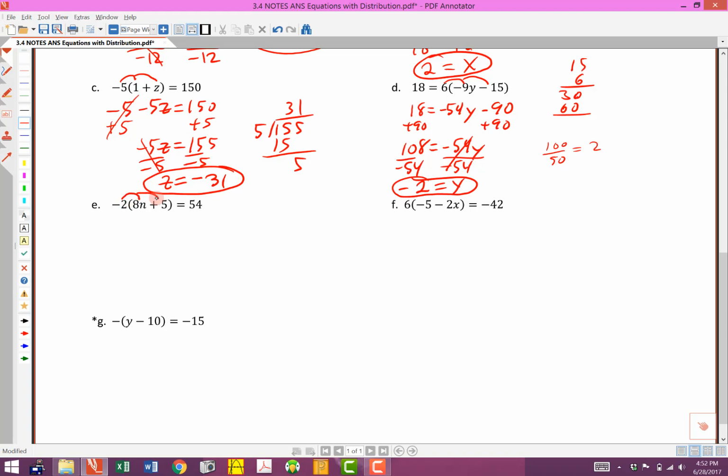All right, use the distributive property. Negative 16n minus 10 equals 54. Again, really the only work that we do on that first step is just getting rid of the set of parentheses, just using that distributive property to kind of simplify. Let's see, I'm going to add 10, cancel to be 0, 64, divide by negative 16, cancel to be a 1, which is what we want. Answer is going to be negative.